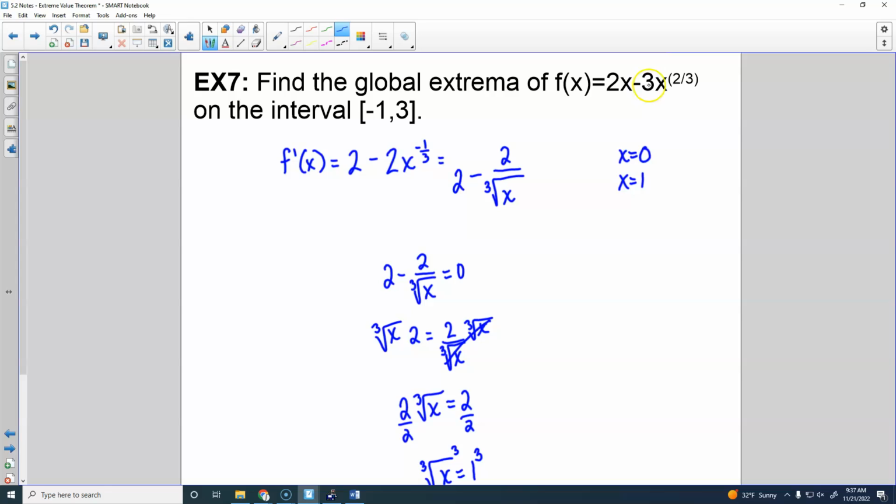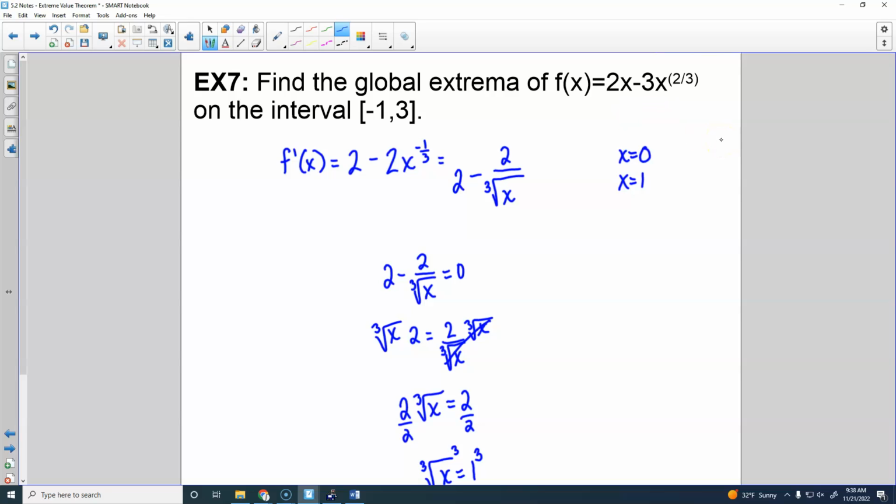You're doing 3 times the 2/3. No. No. This is, because inside of those parentheses, there is not any variables there. So, this is just a power rule here.